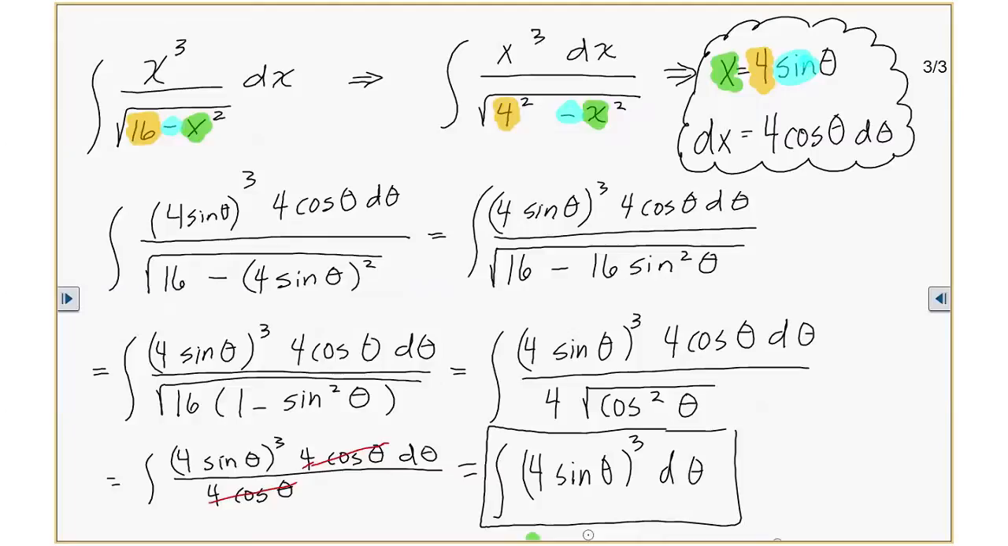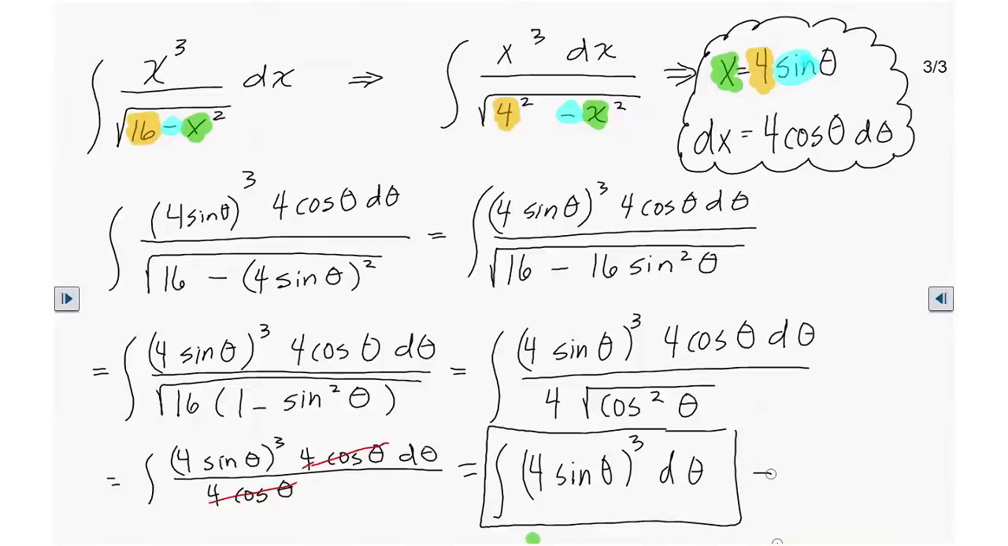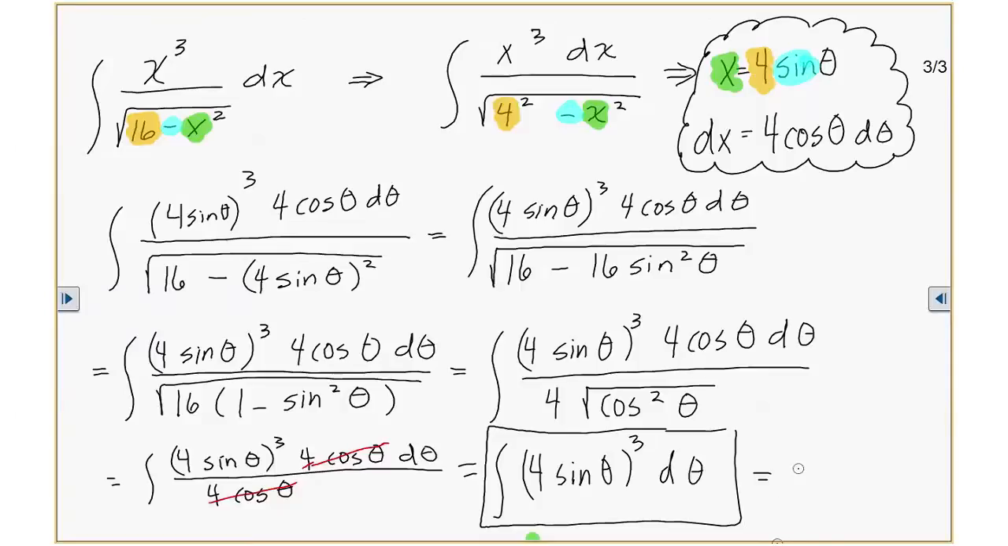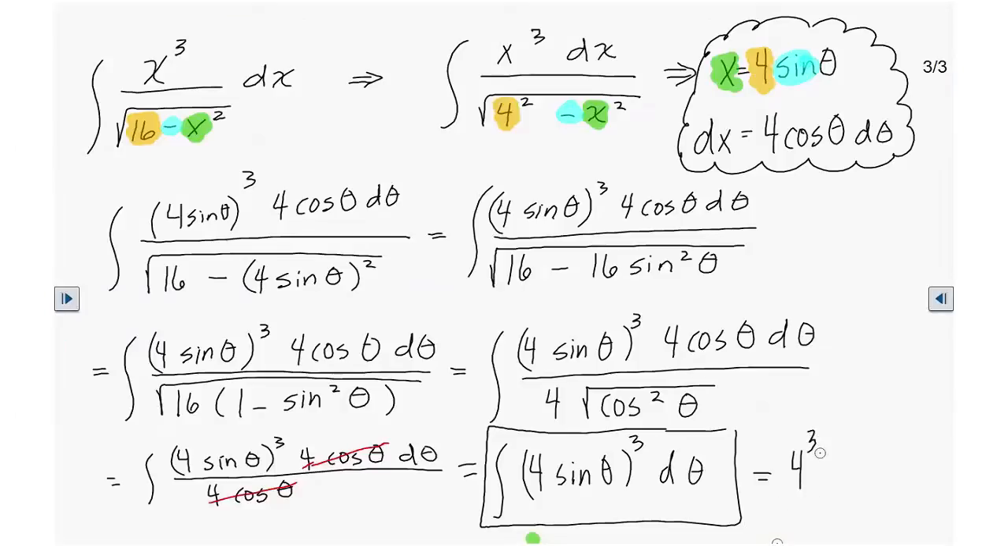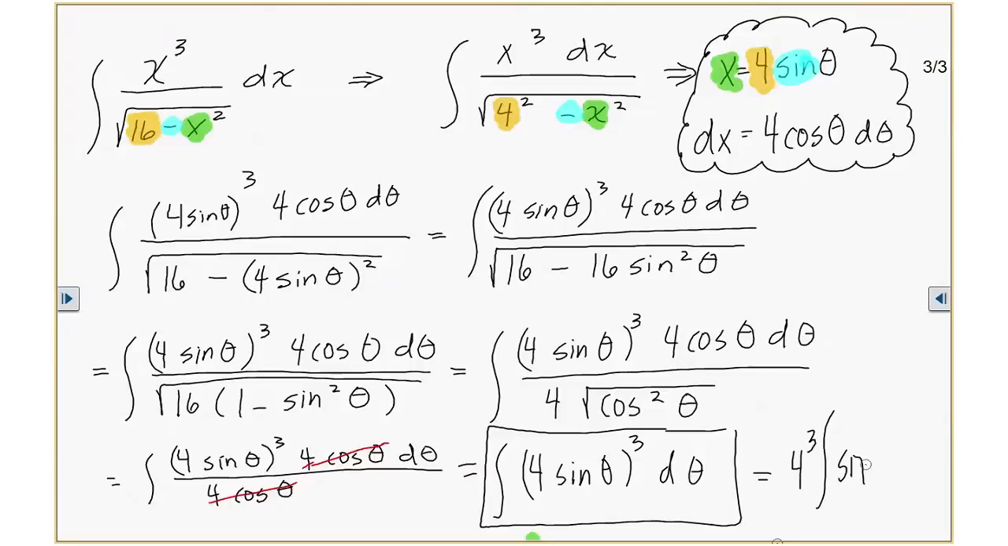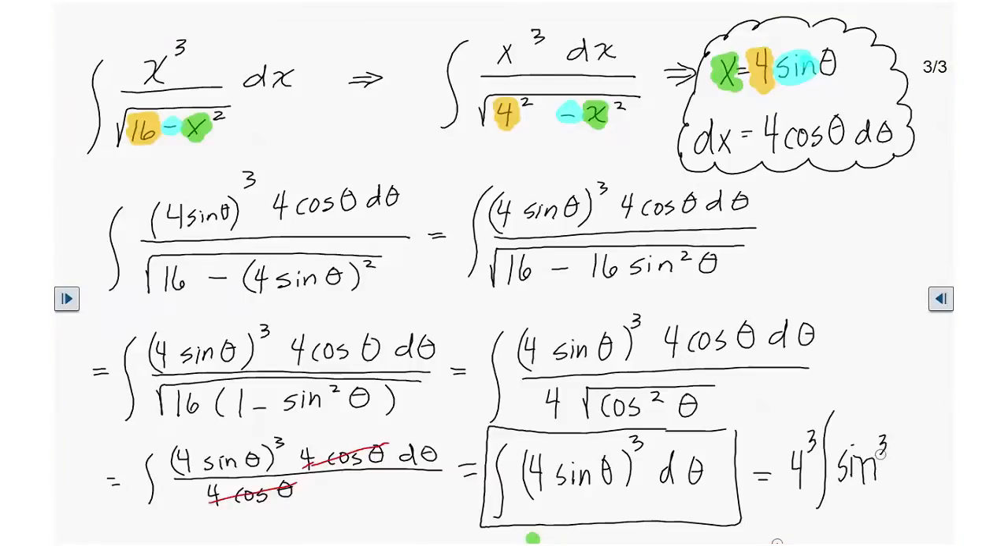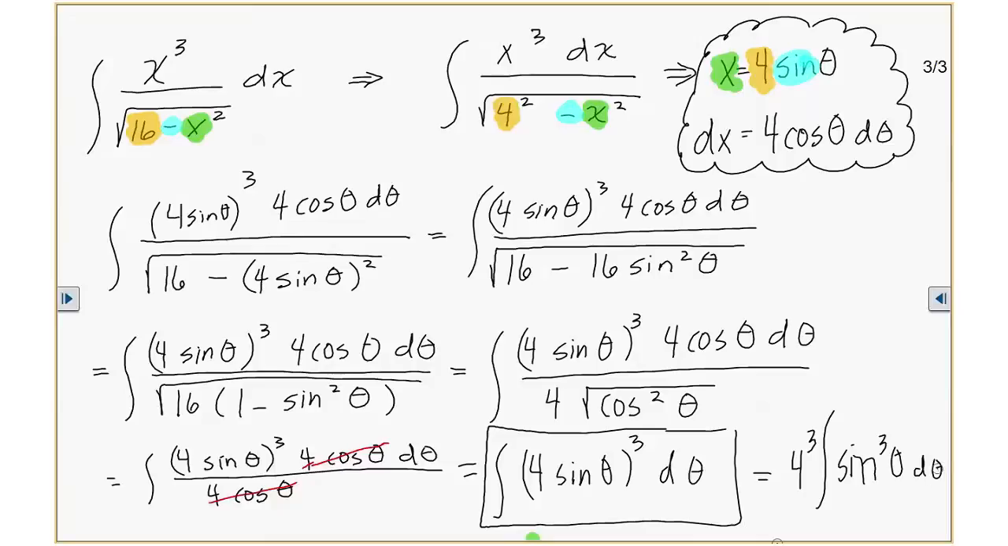Change it to 4 sine squared theta. Well, yeah, pull the 4 out. Pull 4 to the third out. And you'll have sine cubed theta. And then that sine cubed theta, look back in your notes from last week. 4 cubed sine cubed theta d theta. And look and see if there's a sine cubed theta. Integration of sine cubed theta.